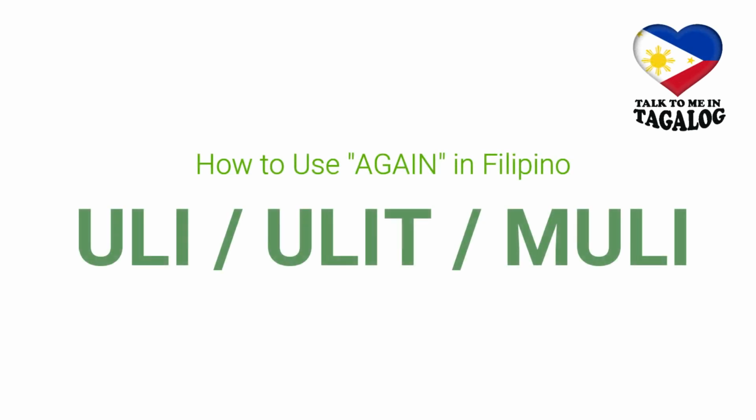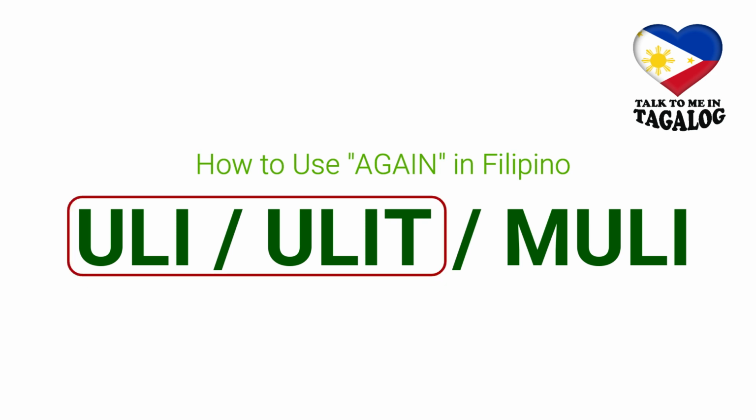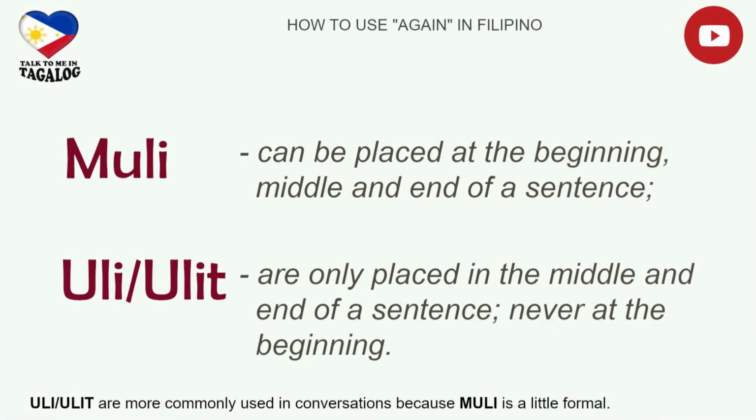How to use the English adverb "again" in Tagalog. Again has three equivalent words in Filipino: uli, ulit, and muli. Uli and ulit are commonly used because muli is a bit formal. Muli can be placed at the beginning, middle, and end of a sentence, while uli and ulit are only placed in the middle and end. You should never start your sentence with uli or ulit.